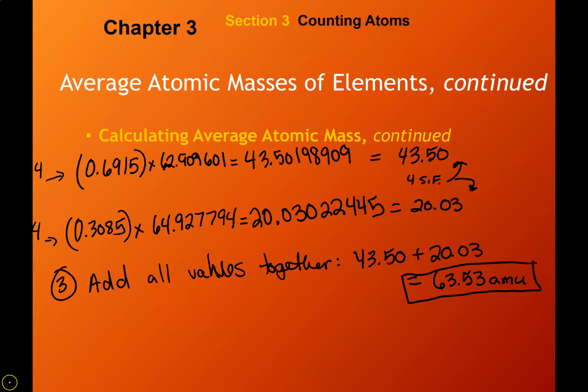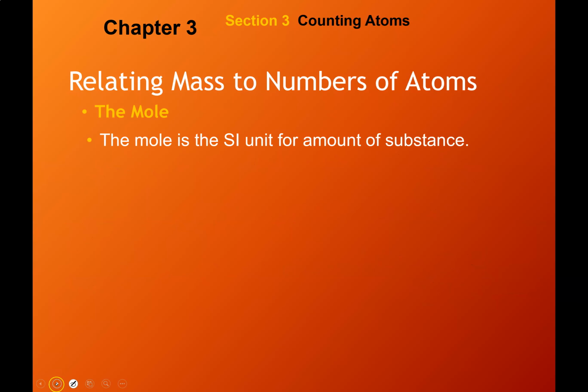Okay. And moving on to the moles. So this is one you may or may not already know.